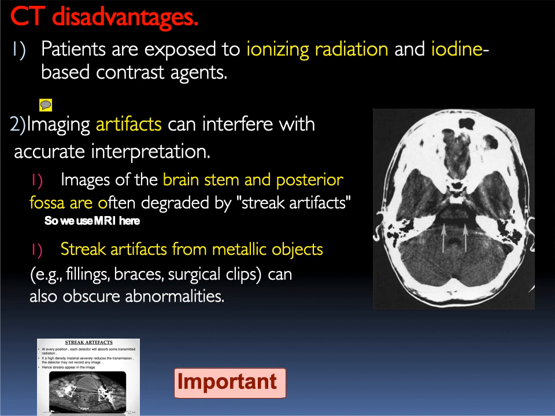Also, we have a problem with the artifacts that can be seen. For example, in the posterior fossa, we have too many streak artifacts, and sometimes we overcome it, sometimes we cannot. We shift to MRI. We also have retained braces and dental fillings.